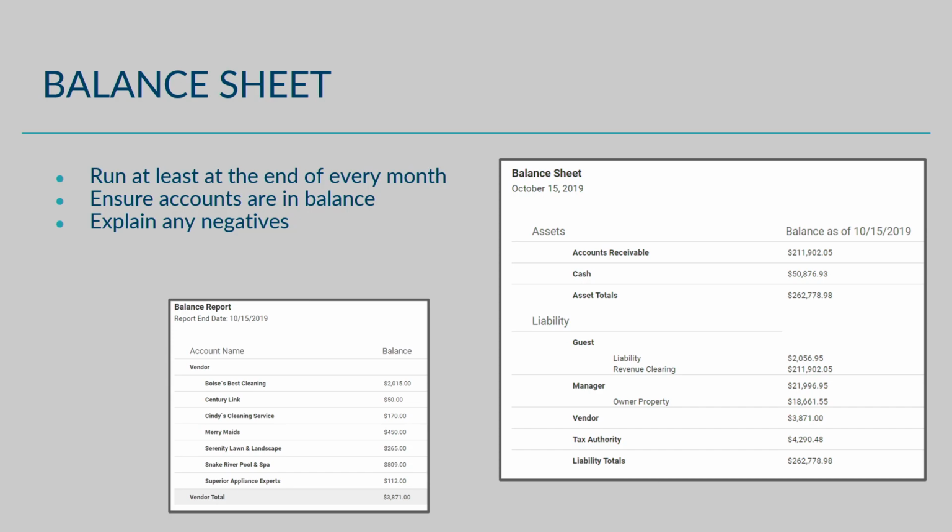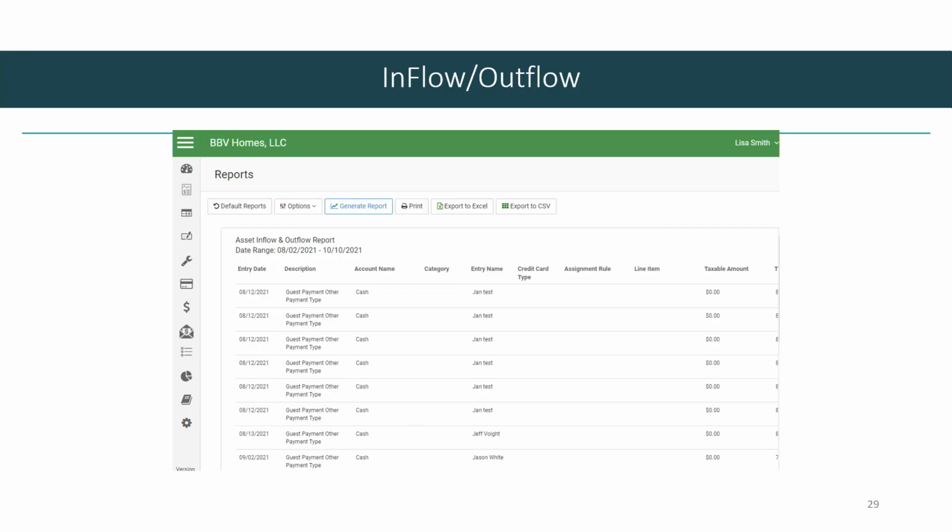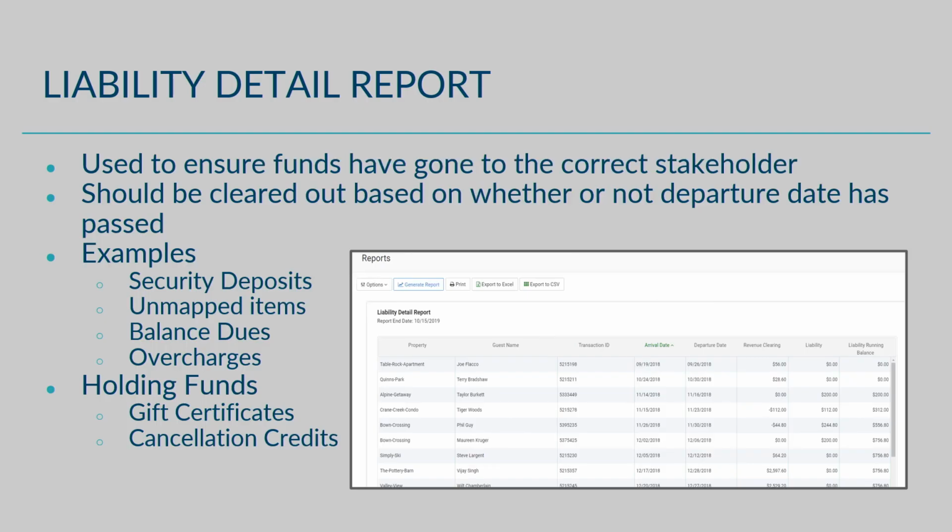So the balance sheet, you can run this at least at the end of every month. It ensures all your accounts are balanced, and it explains any negatives you might have in your account. Your inflow-outflow, which we're going to do, this is a customized report, which would be really helpful. We're going to show you how to create customized reports and save them. But this gives you all the ins and outs of your LiveTrust. It's really helpful. And this is one of Dina's favorite reports. Most often used report. Liability detail, another one of her favorites.